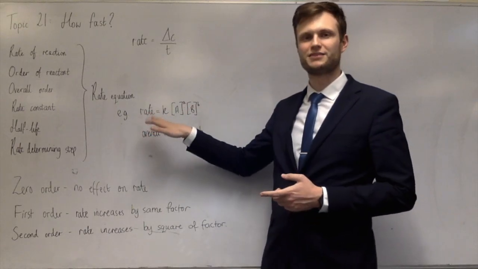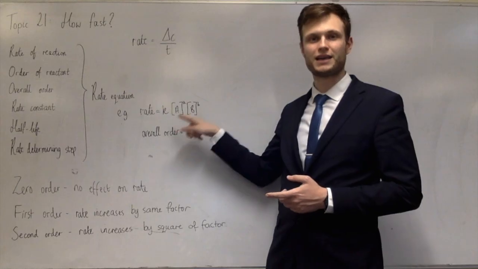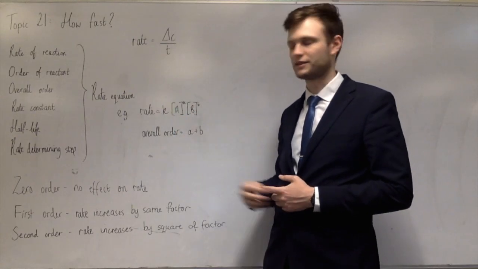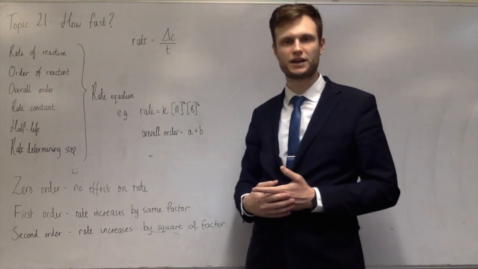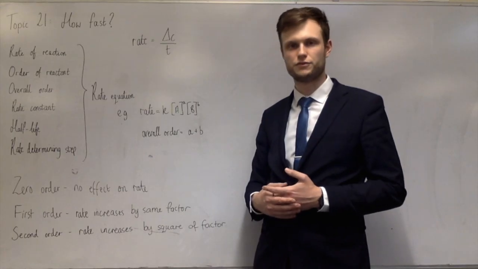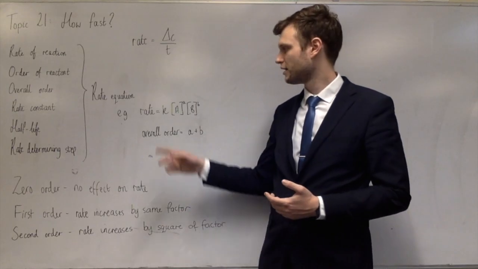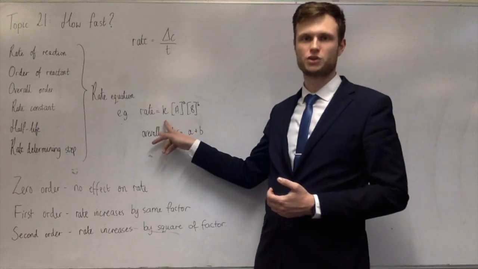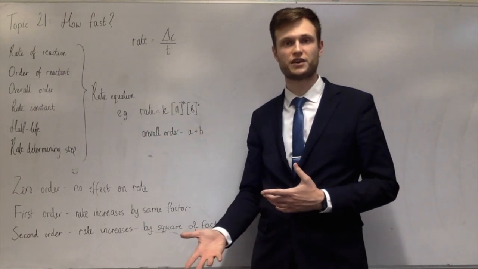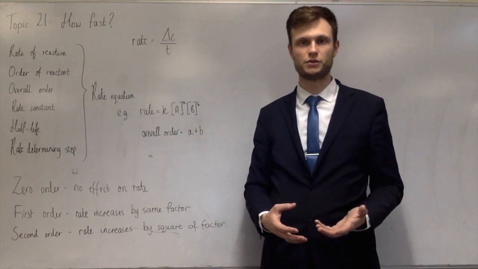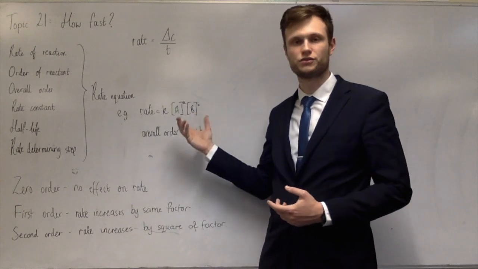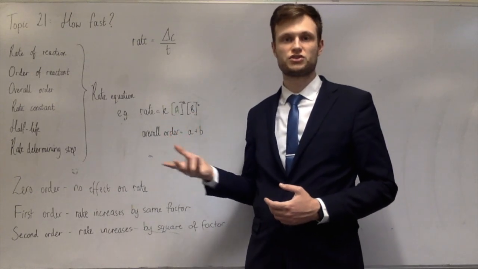But the rate isn't necessarily equal to exactly A to the power of lowercase a times B to the power of lowercase b. It's very often different by a certain factor, and that is called the rate constant. So some reactions are really, really fast, some reactions are really, really slow. It doesn't matter how high the concentration is, some reactions just are slow.